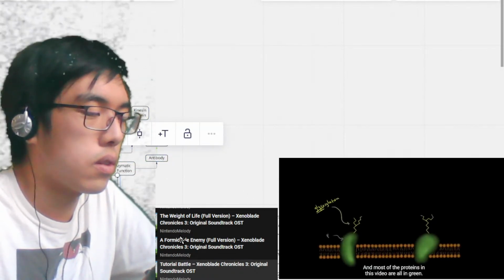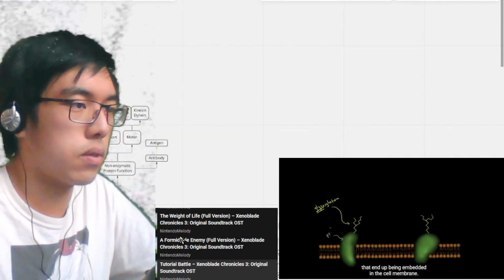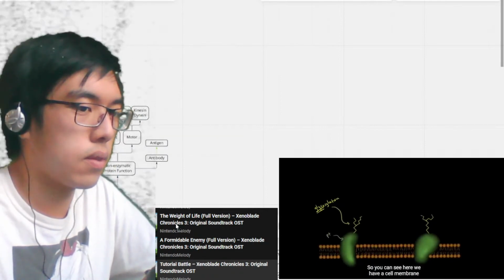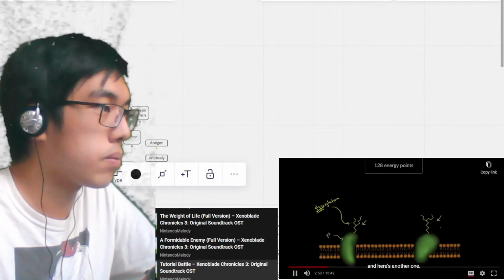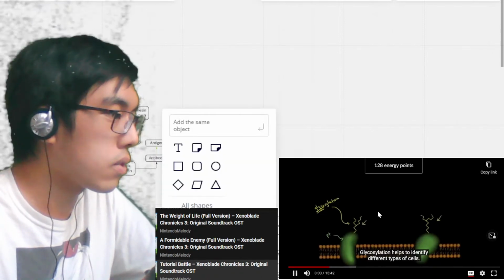And glycosylation usually happens to proteins that end up being embedded in the cell membrane. So you can see here we have a cell membrane, and there's protein embedded in it, and then there are these carbohydrate groups attached. So here's a carbohydrate group attached, and here's another one. And glycosylation helps to identify different types of cells.